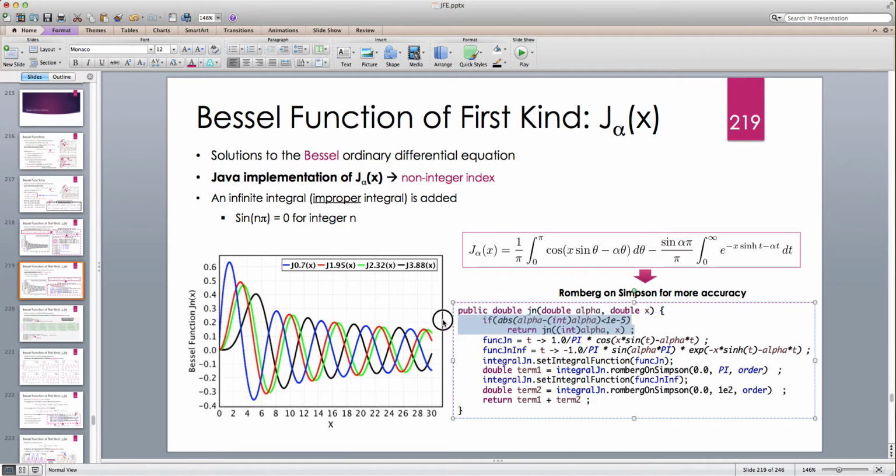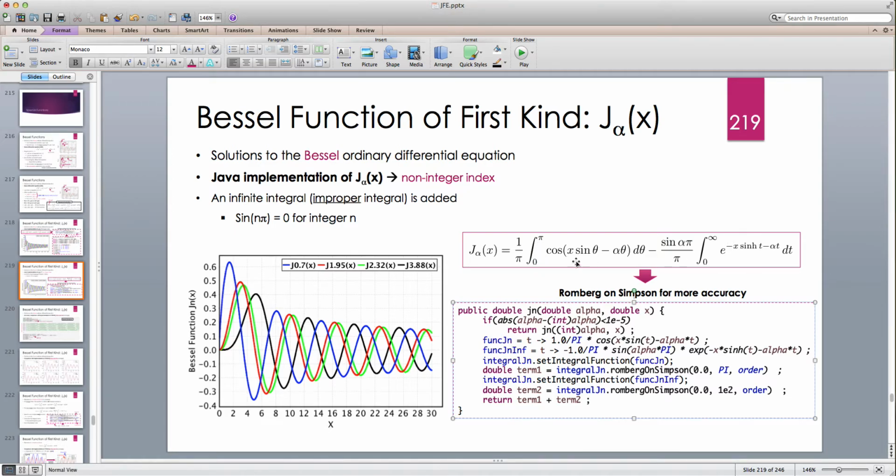So this is the first check. Even if this function is being called, if alpha is actually an integer or close enough to an integer, then we can just consider it an integer, all right? And the reason is that calculating for an integer doesn't need this other integral, so it's pretty easy to calculate. Now what to do when alpha is actually a double number, not an integer?